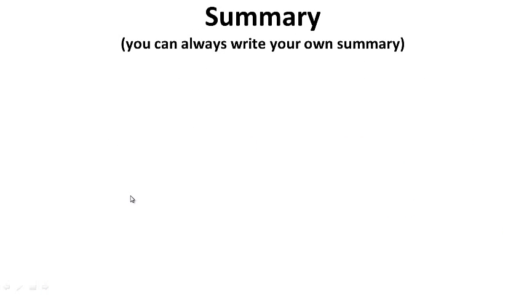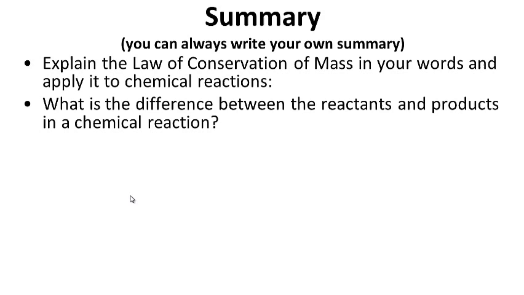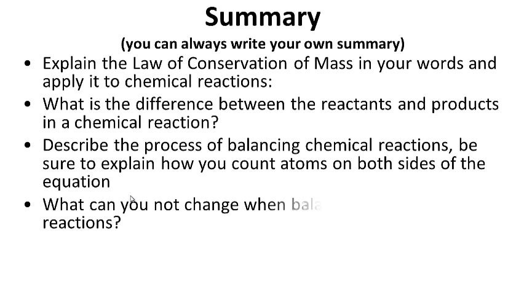Okay, so summarize here. Explain the law of conservation of mass in your own words, okay, and apply it to chemical reactions. What is the difference between the reactants and products in a chemical reaction? Describe the process of balancing chemical reactions, and be sure to explain how you count atoms on both sides of the equation.